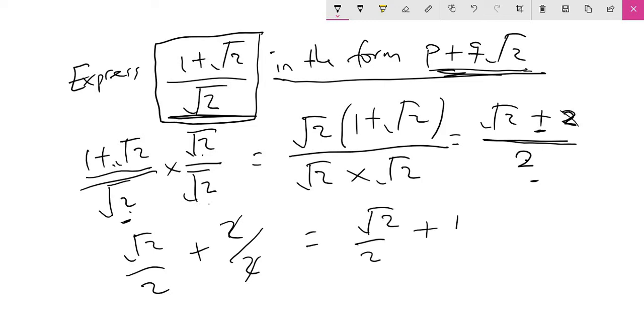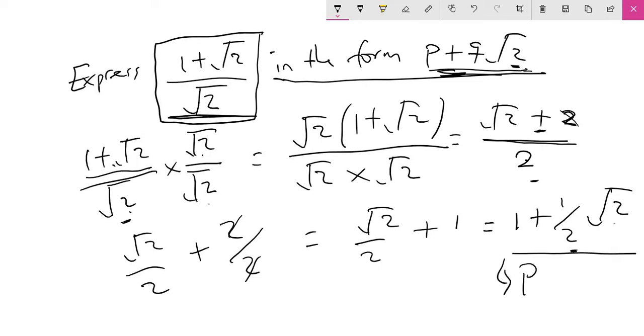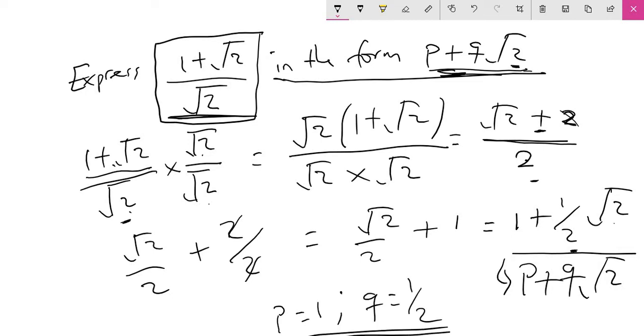So you have root 2 divided by 2 plus 1. Now we can rearrange it so that the rational part is on the left hand side so that it looks like p plus q root 2. So this gives 1 plus 1 over 2 root 2. Now you see, instead of root 2 over 2, I split it up to get half root 2. If you multiply this, you get root 2 over 2. But I only did this so that it looks like the expression given, p plus q root 2. So from here I can see that p is equal to 1 and q is equal to half. And this is how our final answer will look.